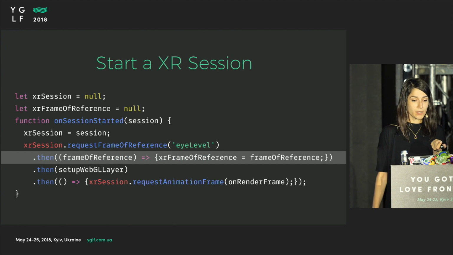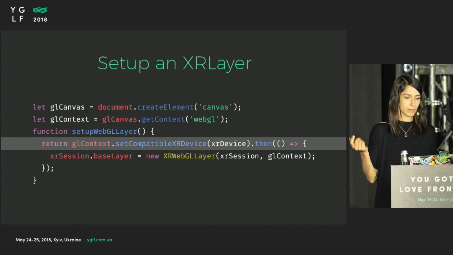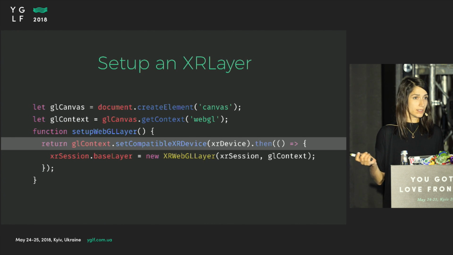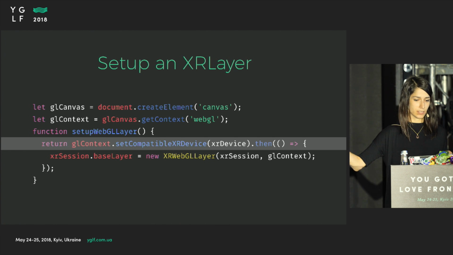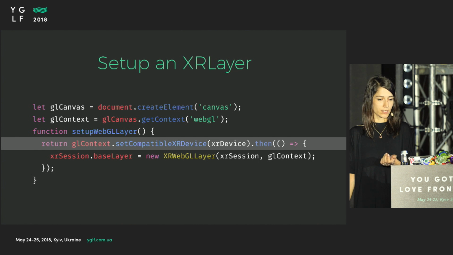The request frame of reference method then returns a promise that gets resolved with an XR frame of reference object. And before starting the render loop, we also need to set up an XRLayer, or to be exact, a WebGL layer. This layer allows WebGL to provide the bitmaps to be rendered to a device. So to set the new WebGL layer, we use a method of the WebGL context of a canvas object.